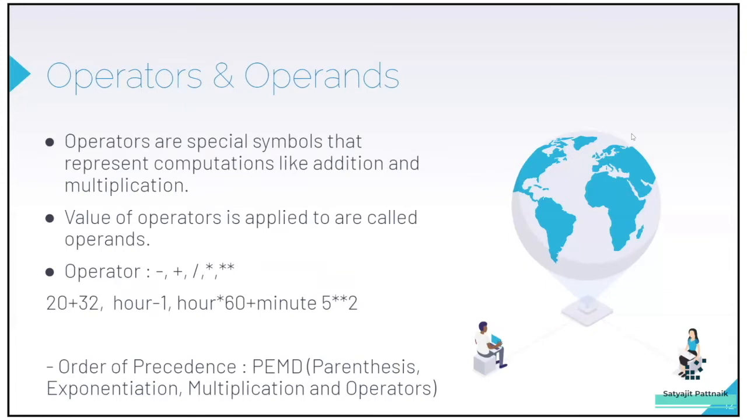Now what are operators and operands? Operators are special symbols that represent computations like addition, multiplication, subtraction, etc. The values the operators are applied to are called operands. Now an operator can be plus, minus, slash, star, star star. Star means multiplication and star star means power, like to the power of 2. So these are some of the operations that happen.